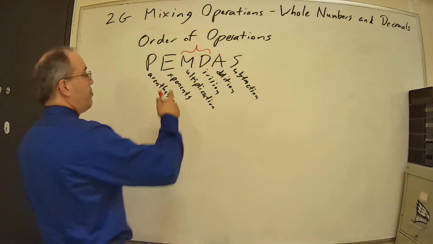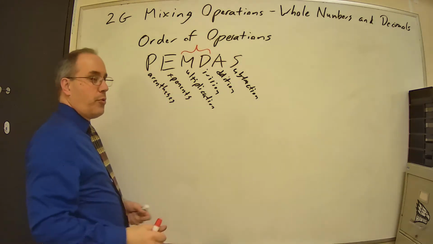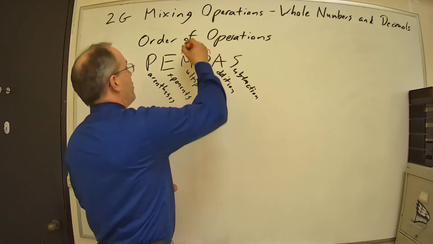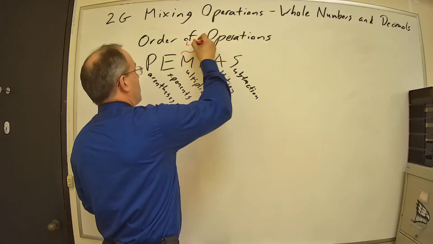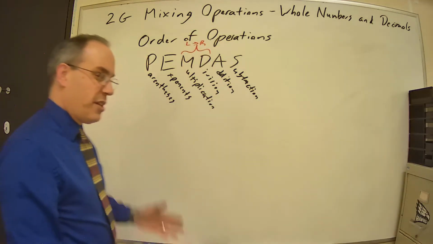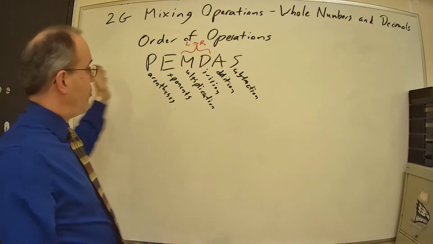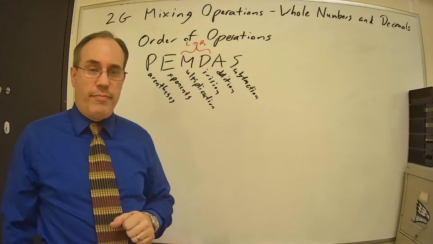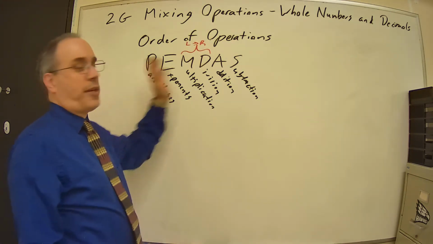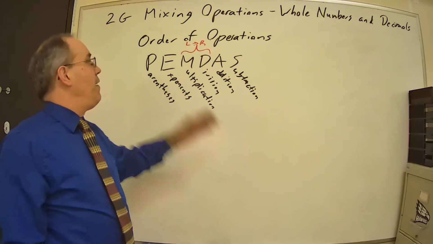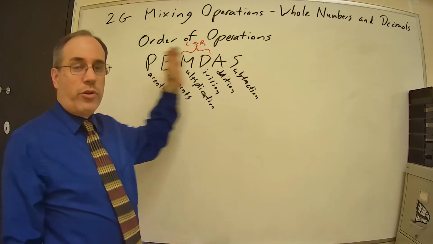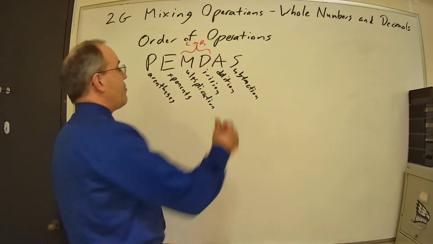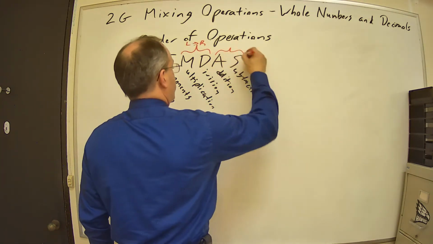So when you get to the point where you've gone through your parentheses and your exponents, you're going to deal with multiplication and division at the same time, working left to right. So you're just going to start at the left of the problem and work your way to the right, doing all multiplications and divisions as you get to them. Don't do all the multiplications first and then do the divisions. Start from the left and work your way to the right, doing all multiplications and divisions as you come to them. Same thing with addition and subtraction.